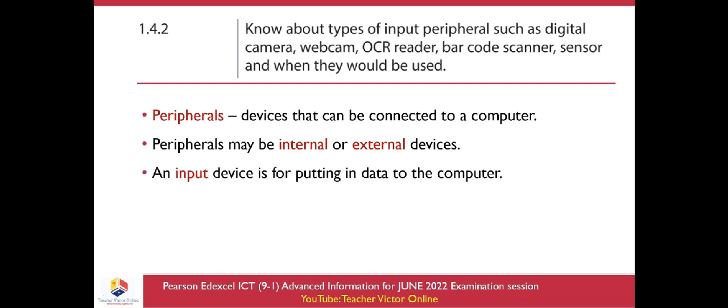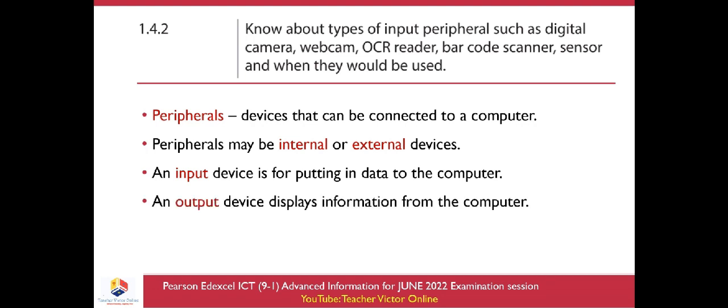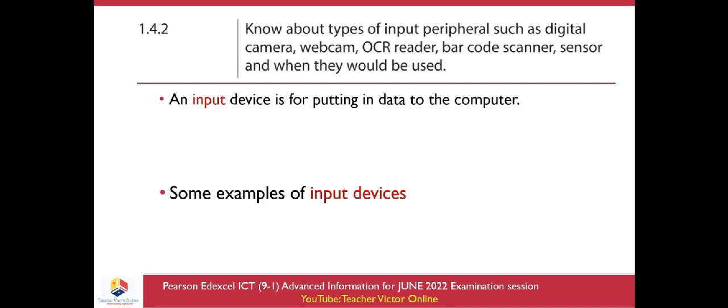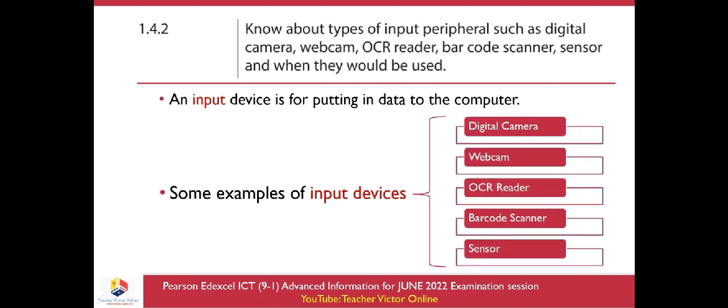Peripherals may be internal or external devices, as I've just explained. An input device is for putting data into the computer, while an output device displays information from that computer. Some examples of input devices are displayed here: a digital camera, webcam, OCR reader, barcode reader, and sensor. And these are our main focus.